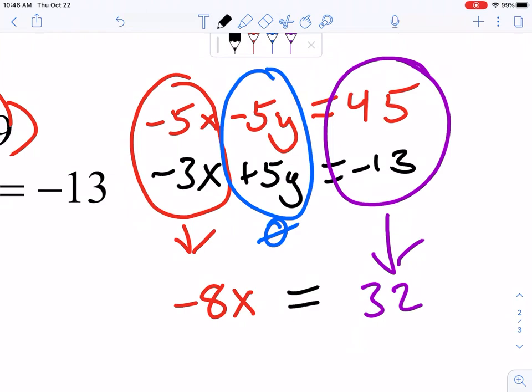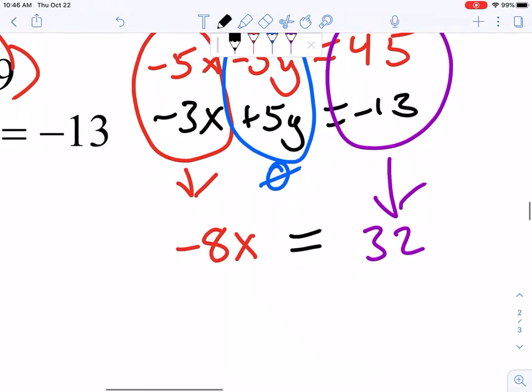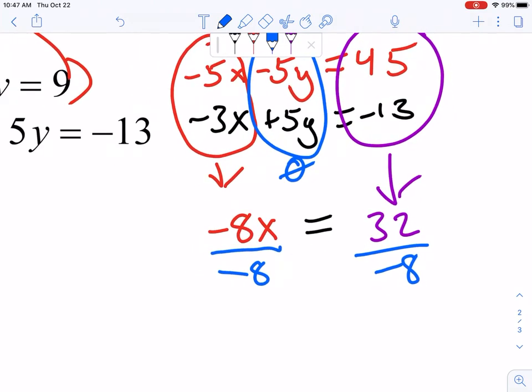Negative 8x equals 32. Now that I have one variable, I can start solving for it. Negative 8 is multiplying with x, so we do the inverse operation. We divide, and we're going to find that x equals negative 4.